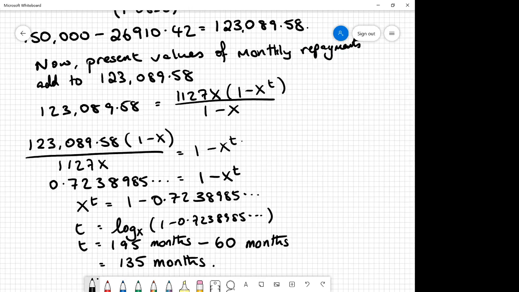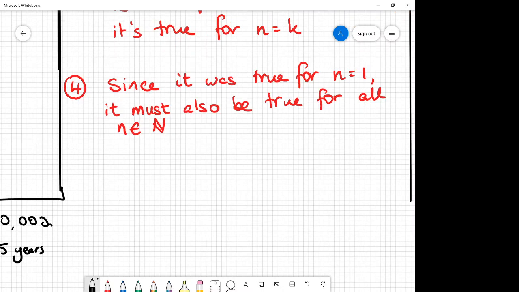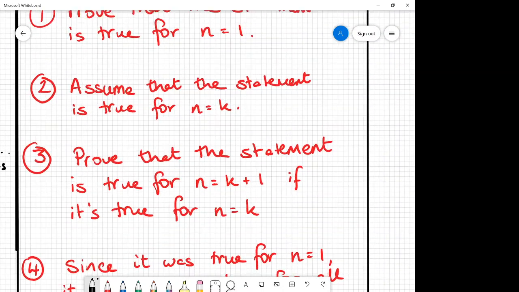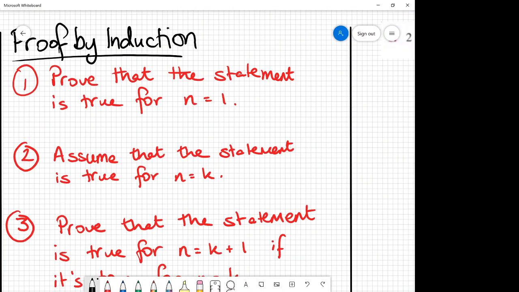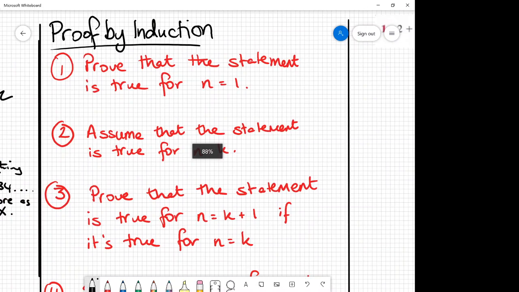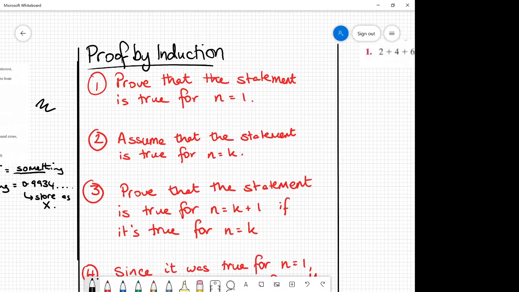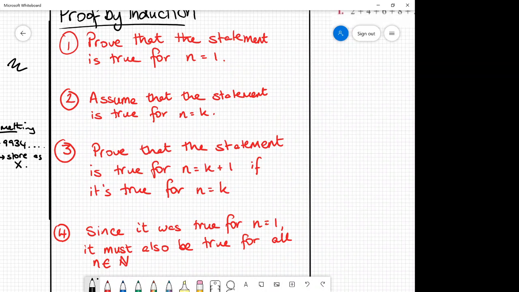Alright, so I'm going to go on ahead to the new area that we'll probably be looking at for most of this week, which is proof by induction. Now there's 4 stages to doing something in a proof by induction, so we're just going to look at the 4 stages first, and then we're going to look at a couple of examples of questions using it.